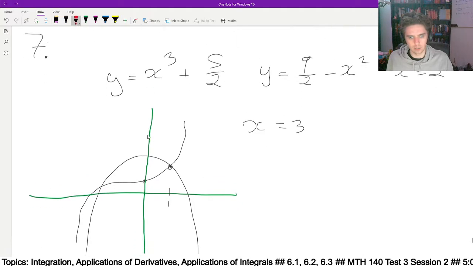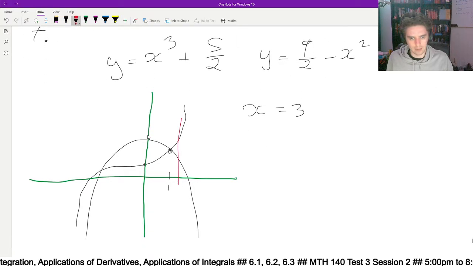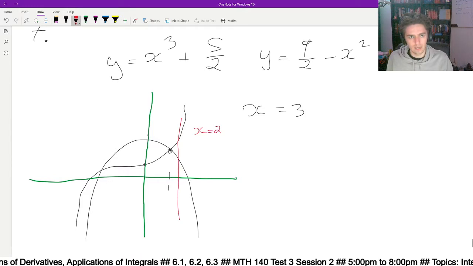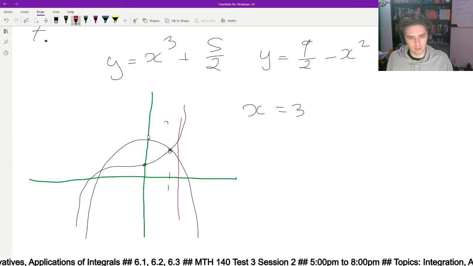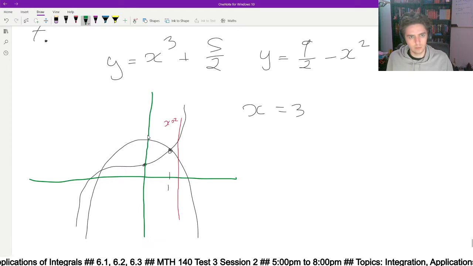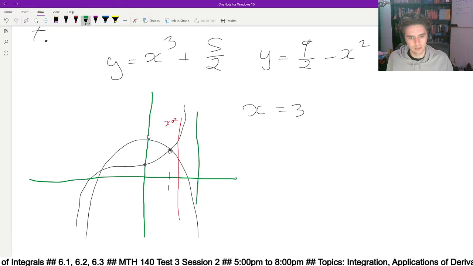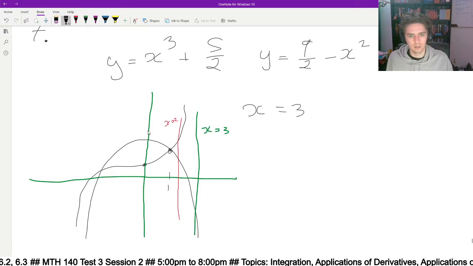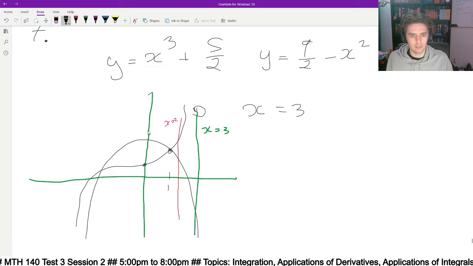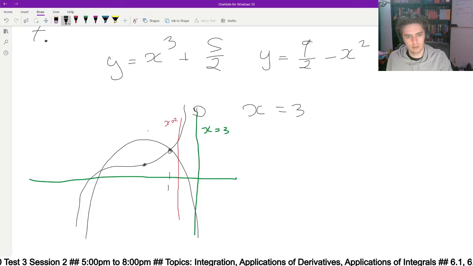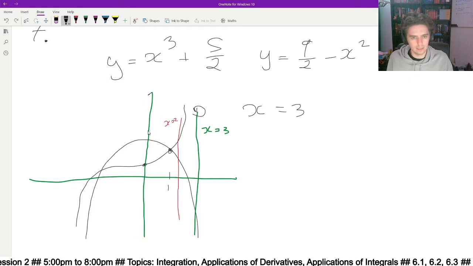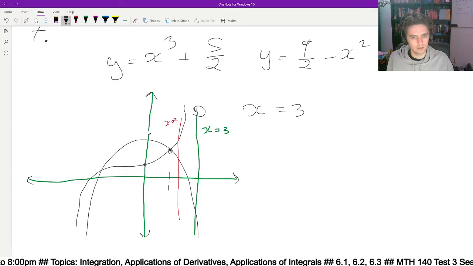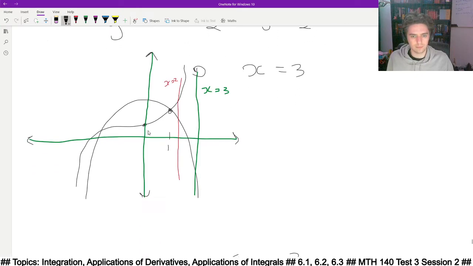So that means that the x value of this point is 1, and the region ends at x equals 2. So it's going to be past that. It's going to be right there. So that's x equals 2. And we're rotating around x equals 3. So that's our rotation axis. That's our y-axis. X-axis, y-axis, and all that.